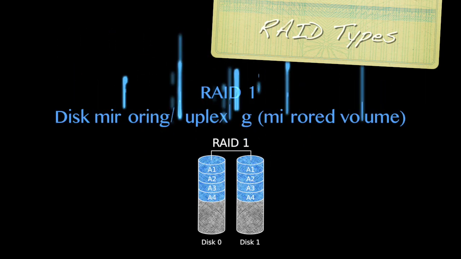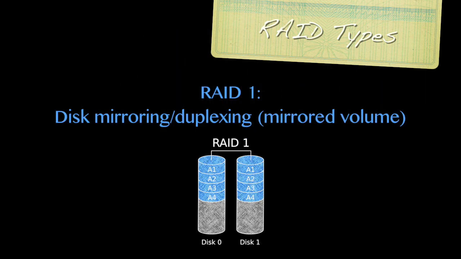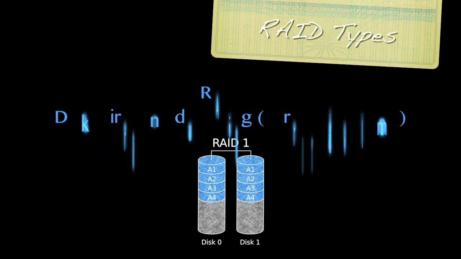RAID level 1 is disk mirroring or duplexing. It's a mirrored volume. With disk mirroring, the data is written to both drives involved in the mirror to provide data redundancy. Windows 7 supports disk mirroring.